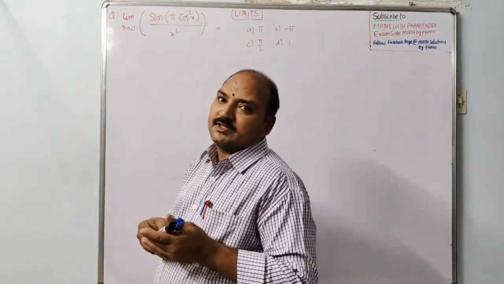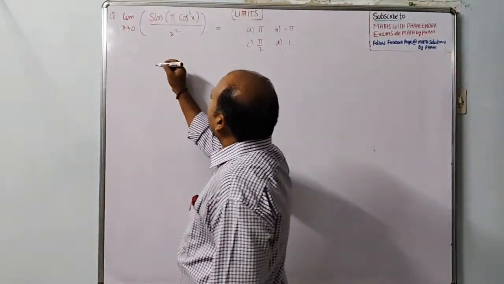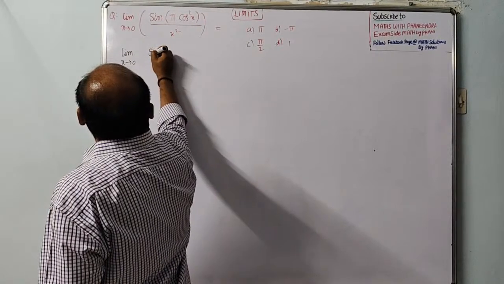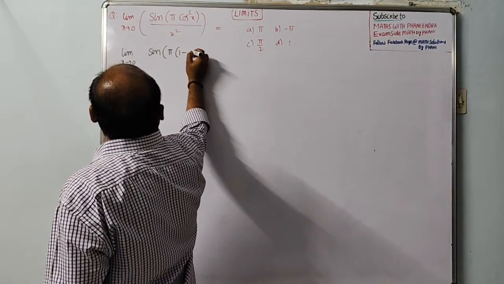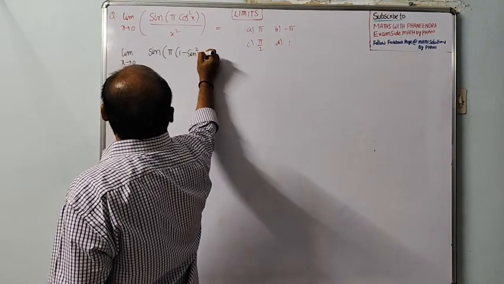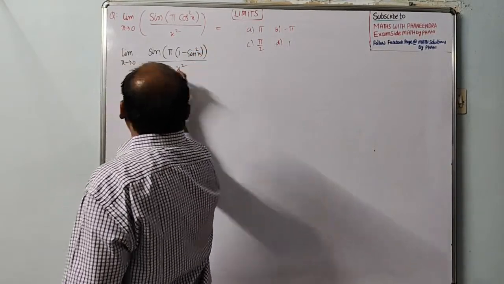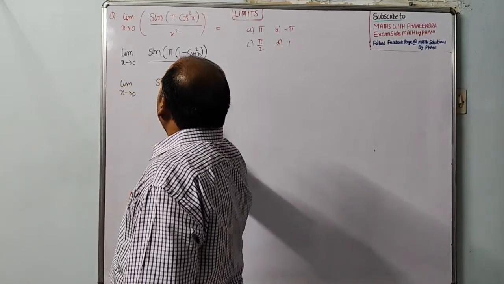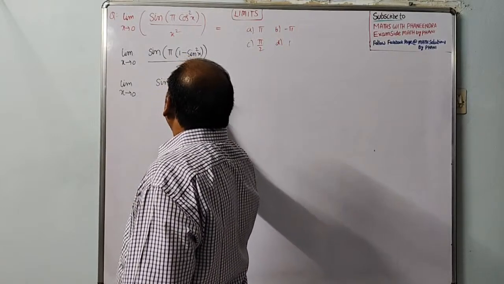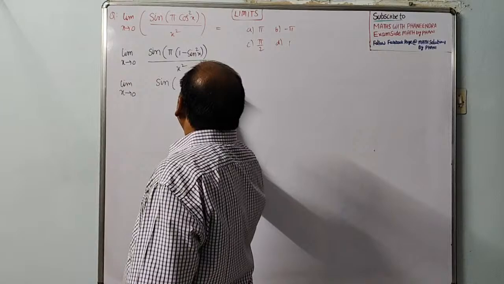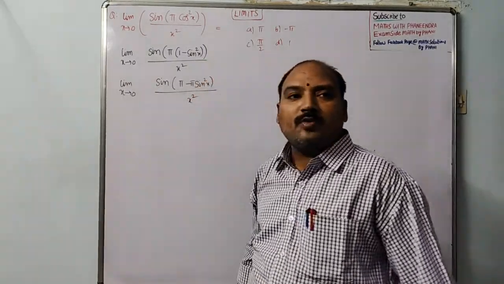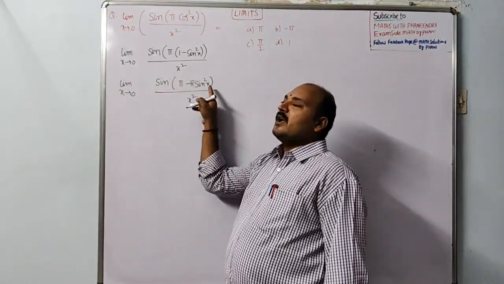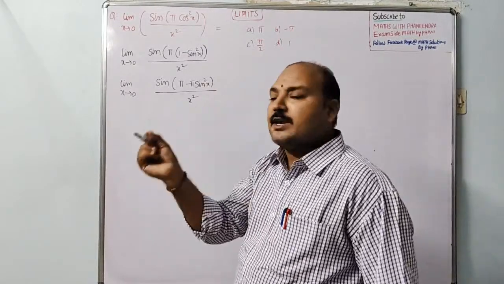First, we need to write cos square x in terms of sine. Limit x tends to 0, sine of pi into 1 minus sine square x, am I right? Divided by x square. So limit x tends to 0, sine of pi minus pi into sine square x divided by x square. Are you all with me, dear students? It is in the form of sine of pi minus theta, and sine of pi minus theta is sine theta.